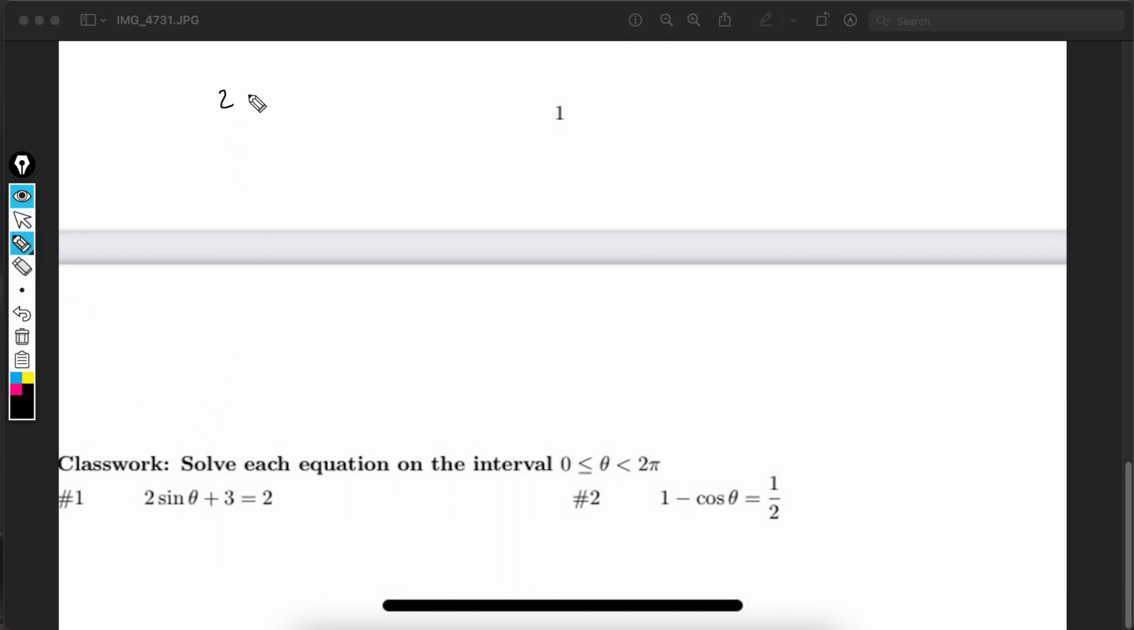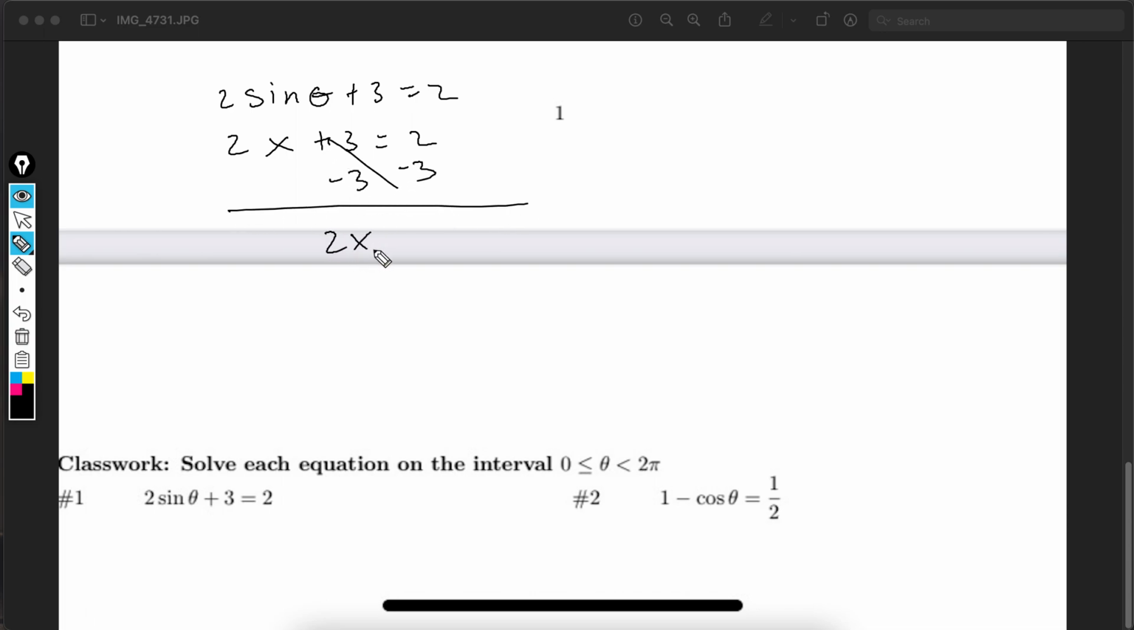So we have 2 sine of theta plus 3 equals 2. I'm going to change it to 2x plus 3 equals 2. And yes, you can do that. So look, minus 3, boom. That's done. 2x equals 2 minus 3. 2x equals, what would that be? You got it, negative 1. Divide 2 to both sides. X equals negative 1/2. Let's substitute back that sine for x now that we did all that work.